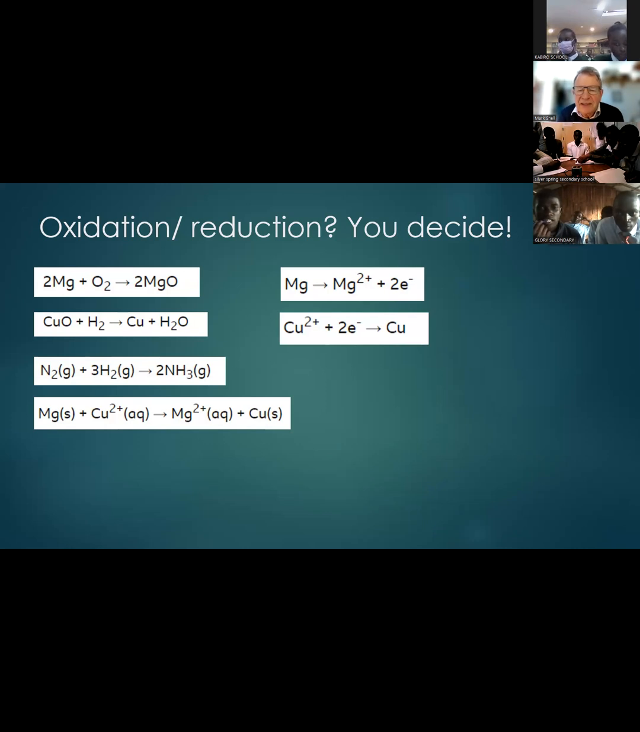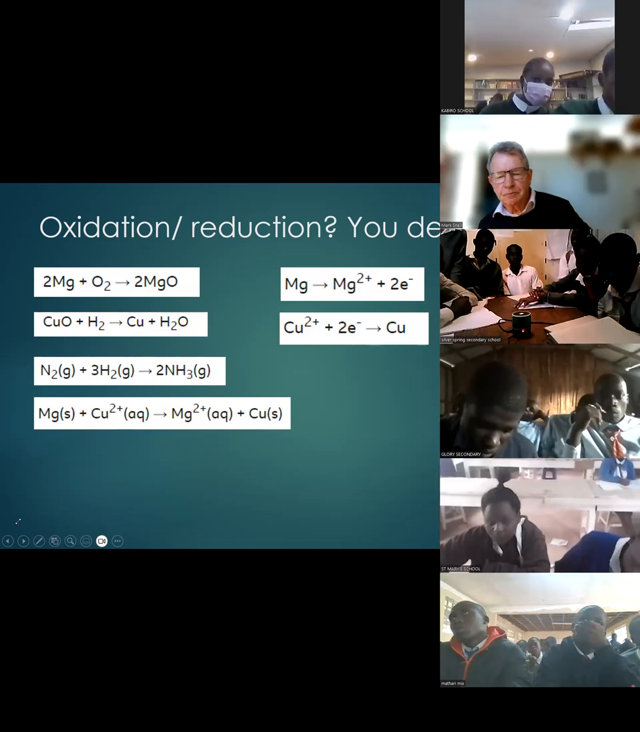So try with the Cu2 plus 2e minus goes to Cu. I hope you know that the e minus means electron. Okay. N2 plus 3H2 goes to 2NH3. That's ammonia from nitrogen and hydrogen. And then magnesium and copper ions goes to magnesium ions and copper. So see if you can decide what is happening in each one of these.